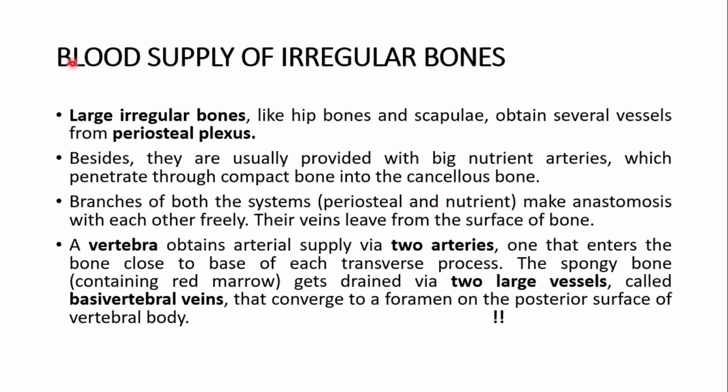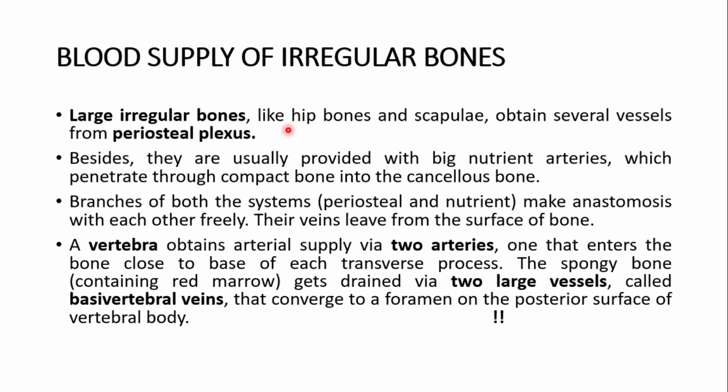Now, yes, see, this is the last slide. Blood supply of the irregular bones. Large irregular bones like hip bones and the scapulae obtain several vessels from the periosteal plexus. Besides, they are usually provided with big nutrient arteries which penetrate through compact bone into the cancellous bone. Branches of both the systems, the periosteal and the nutrient, make anastomosis with each other freely. Their veins leave from the surface of the bone.